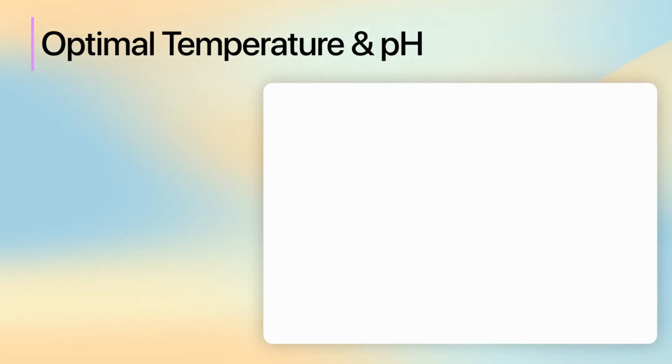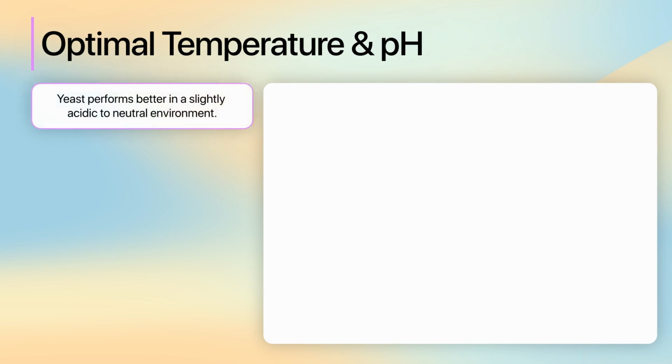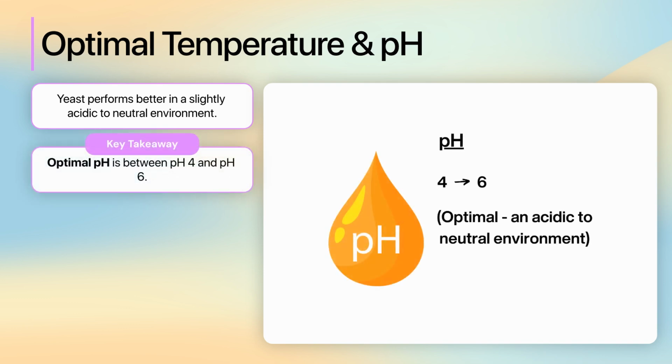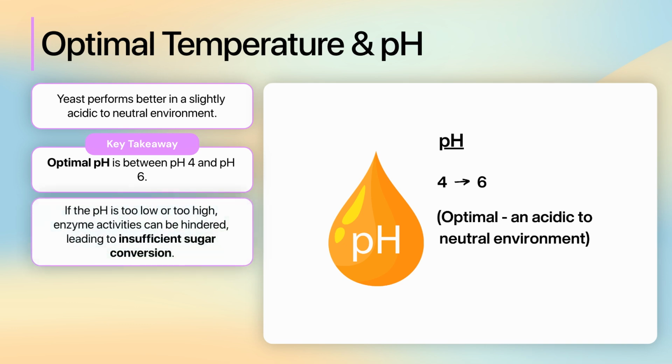The pH level of the fermentation medium is another critical factor. Yeast performs best in a slightly acidic to neutral environment, typically between pH 4 and pH 6. These pH conditions help maintain the functionality of enzymes involved in the fermentation process. If the pH is too low or too high, enzyme activities can be hindered, leading to inefficient sugar conversion. Therefore, ensuring the pH stays within this optimal range supports the metabolic processes of yeast.